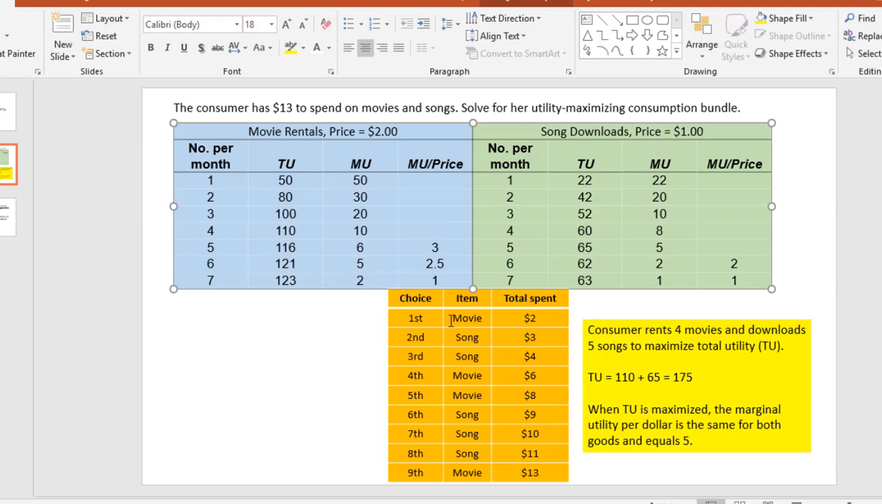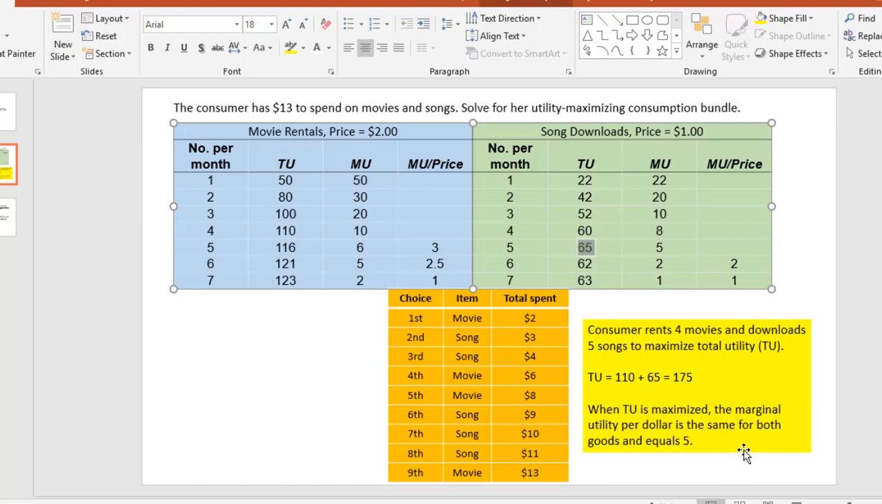So if we add this up, 1, 2, 3, yes, 4 movies, and there are 5 songs here, 1, 2, 3, 4, 5. And our total utility at that consumption level is, with 4 movies, our total utility is 110. With 5 songs, our total utility is 65. So just adding that up is 175. So when total utility is maximized, the marginal utility per dollar is the same for both goods, and in this case it was equal to 5.